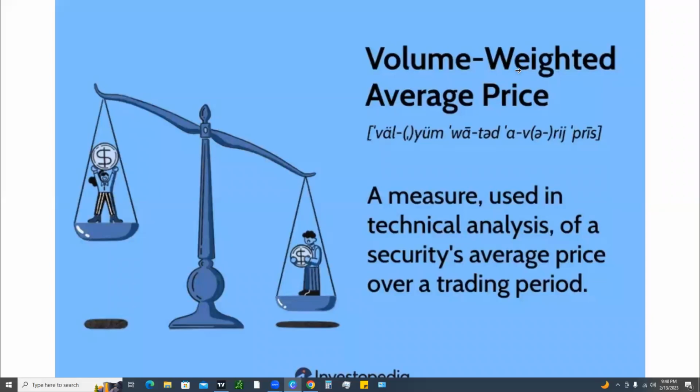Trading is like going to battle. It's like going to war. You need to have the proper weapons and you need to know how to use those weapons so that way you can increase your odds of success on the battlefield. And the VWAP is going to be the subject of today's video. It is the volume weighted average price, a measure used in technical analysis of a security's average price over a trading period. Now, this is going to help you guys out a lot.